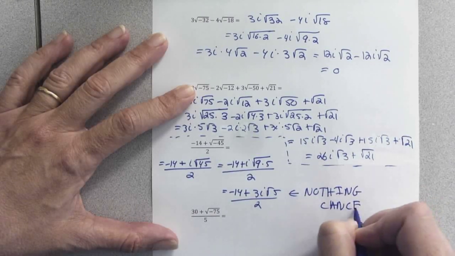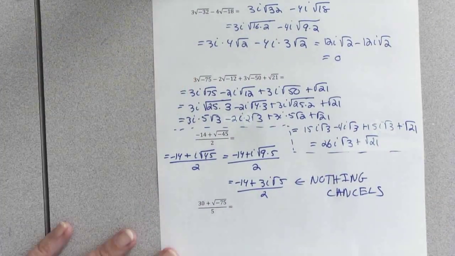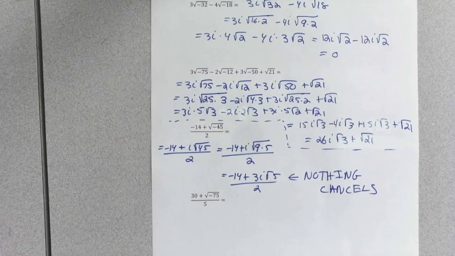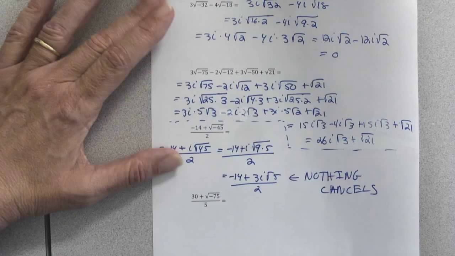Nothing cancels. You cannot cancel in a fraction unless you cancel from all terms in a fraction. And so because I can't cancel the 2 from the 3i square root of 5, nothing can happen.